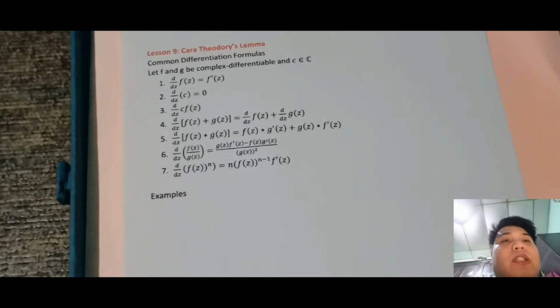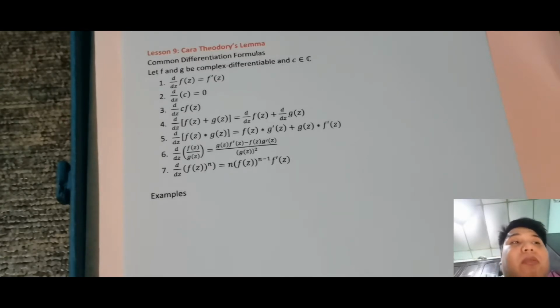So ito yung ating lesson 9 o yung video number 9 sa complex analysis. So ito yung Carathéodory's Lemma. So another way para makuha natin yung derivative ng isang complex variable or isang complex function is through using Carathéodory's Lemma. Okay, so sa next video, si Cauchy-Riemann equation naman.